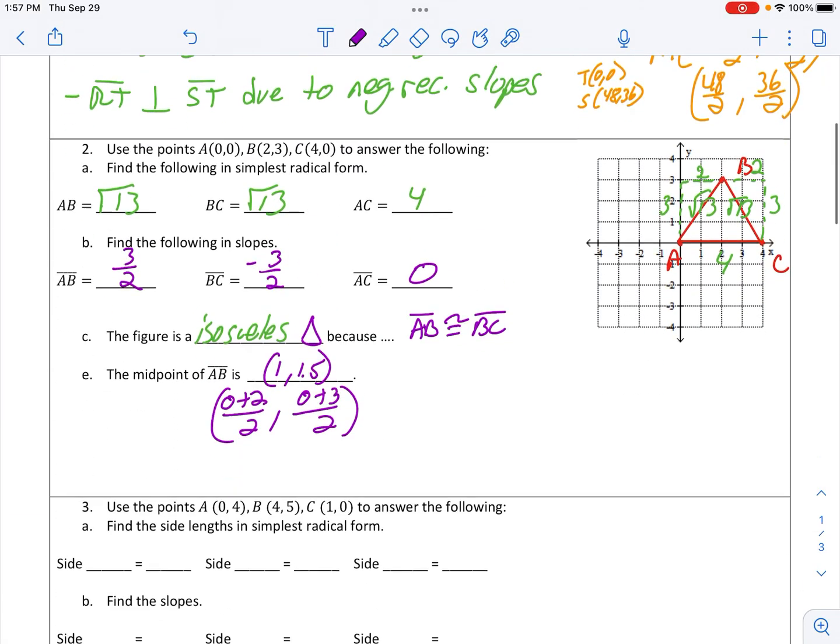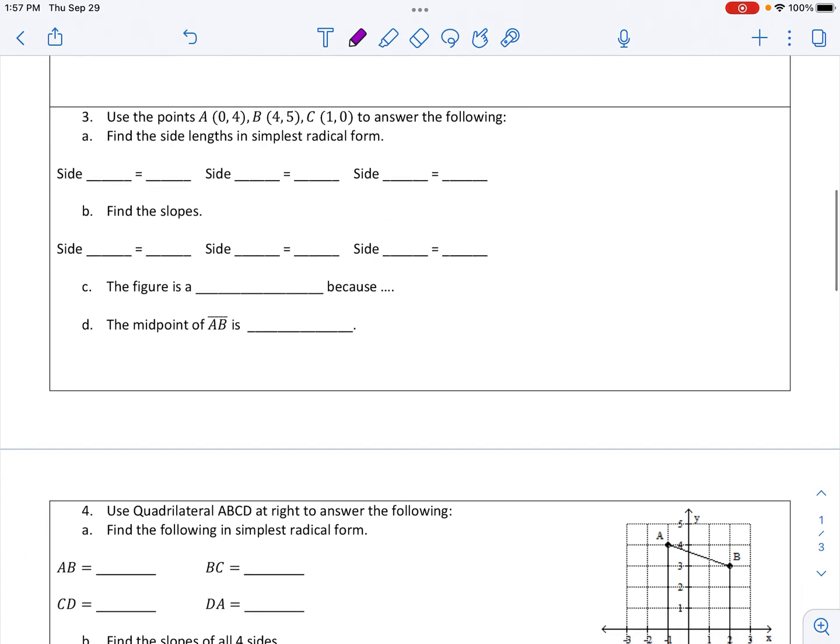Okay, on number 3, I took away your coordinate grid. So as we look at number 3, the first thing I would do is make a rough sketch, okay? What I mean by that is, it doesn't have to be fancy, but just so you can get a kind of a visual of what's going on here.